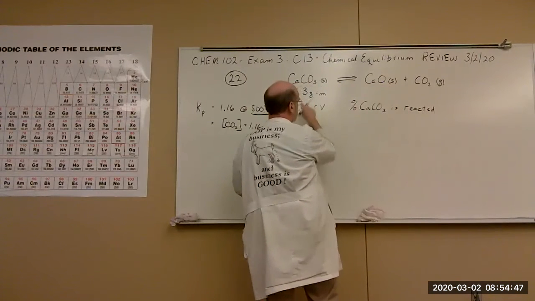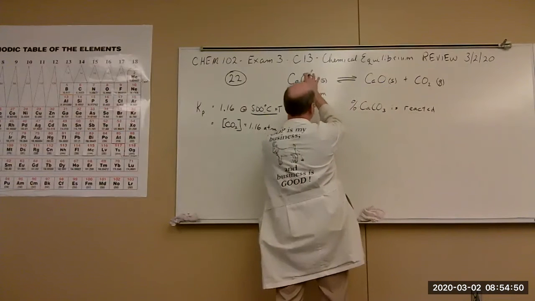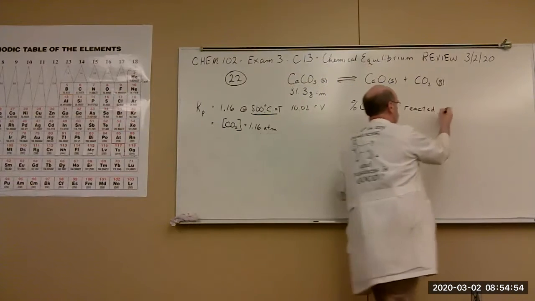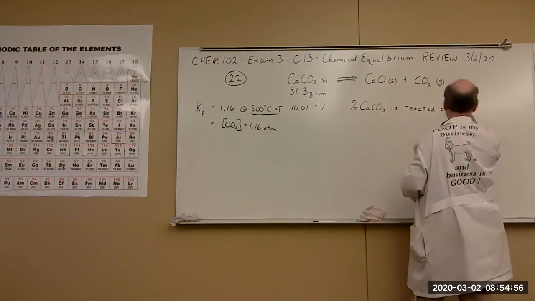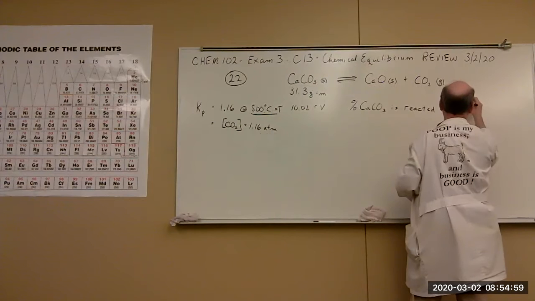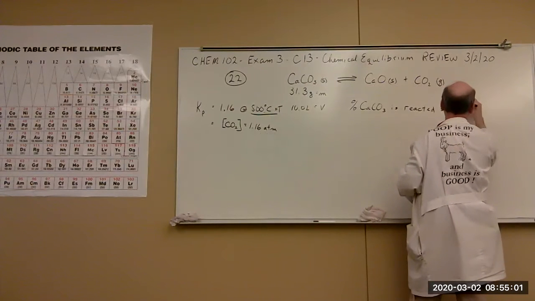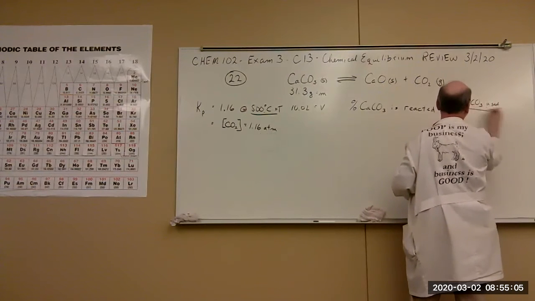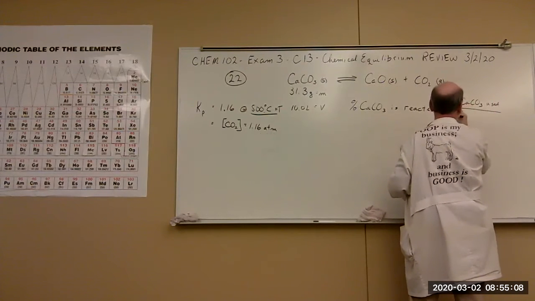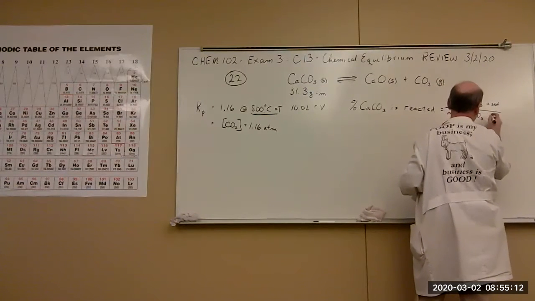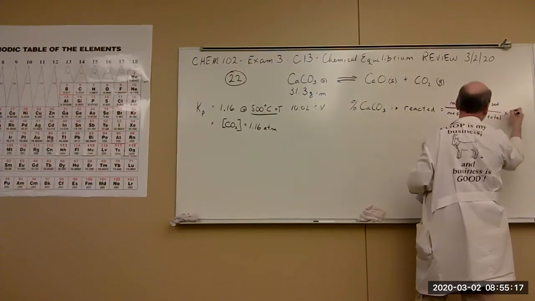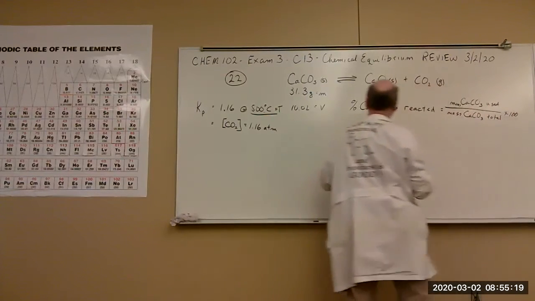So this is the whole. We want to know the part, what disappeared from that side. That is percentage, right? So this is the mass of calcium carbonate used divided by the mass of calcium carbonate total. That's what we're looking for.